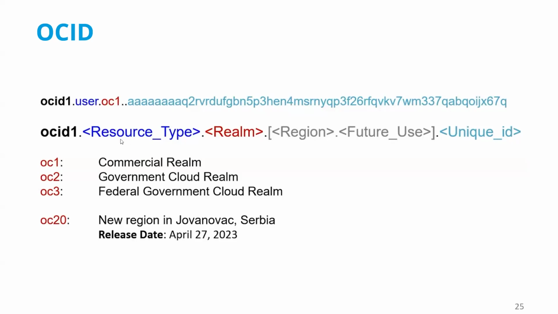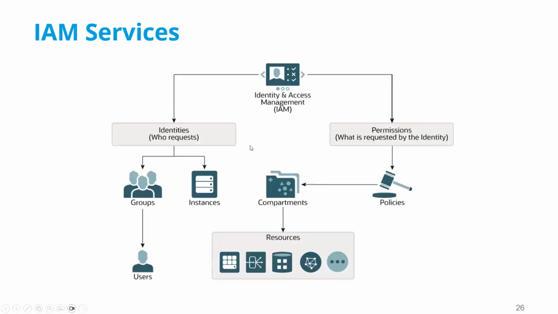All right, so this is the structure of the OCID. Whenever we use OCI, we have IAM services. We call it Identity and Access Management Services. In OCI, at the base level, the root level, we have users. So we assign a user to a group or instances. This section is who requests, that means who is requesting. Either instances can request access to some resource, or a user can access.